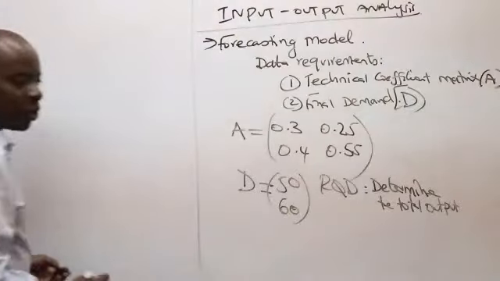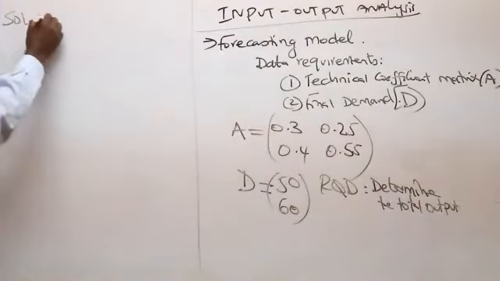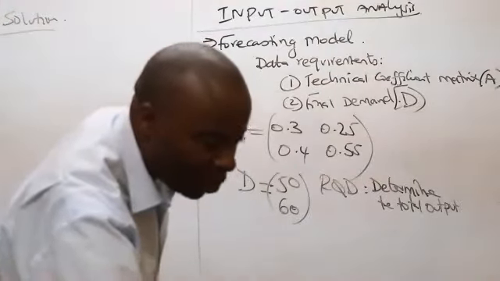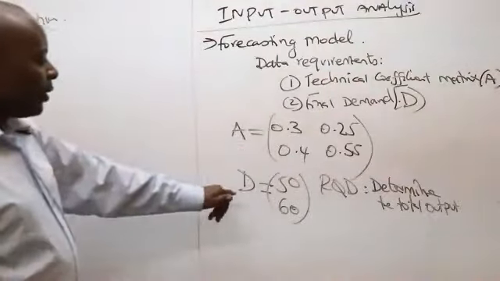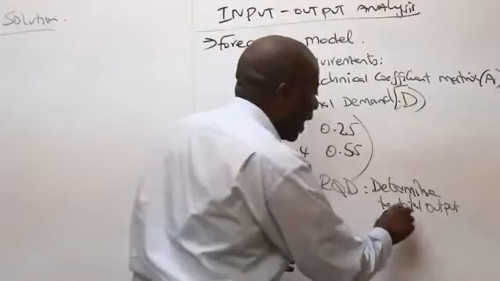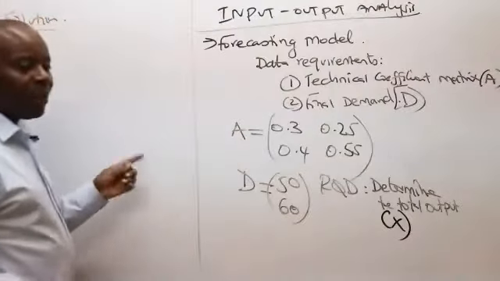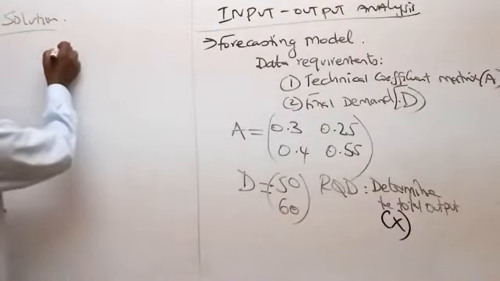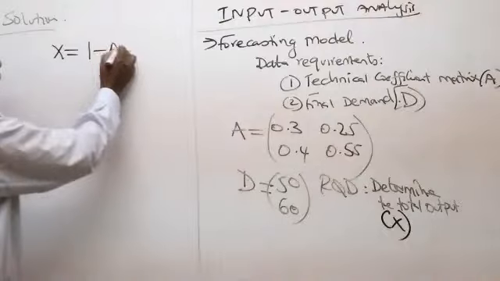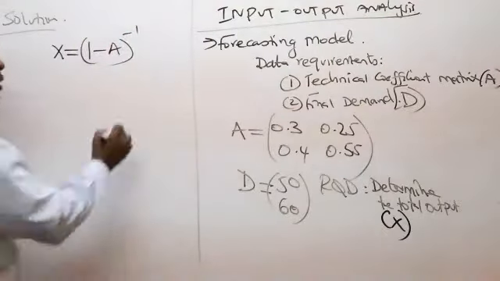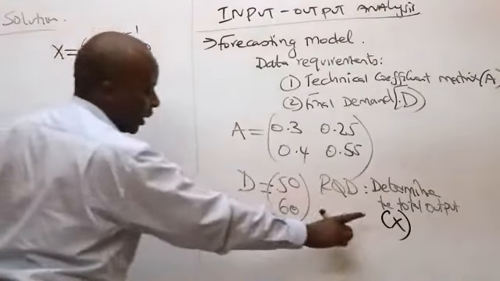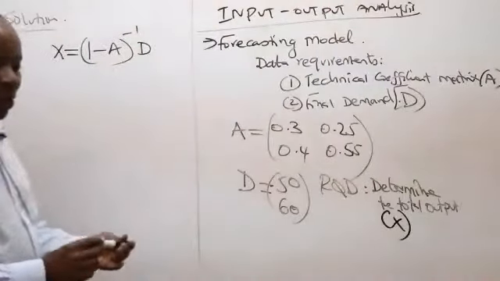Ladies and gentlemen, whenever you are given the technical coefficients matrix A and D, and they want you to calculate the total output, which is our unknown X, to get X we shall be taking I minus A inverse multiplied by D. X is the total output.